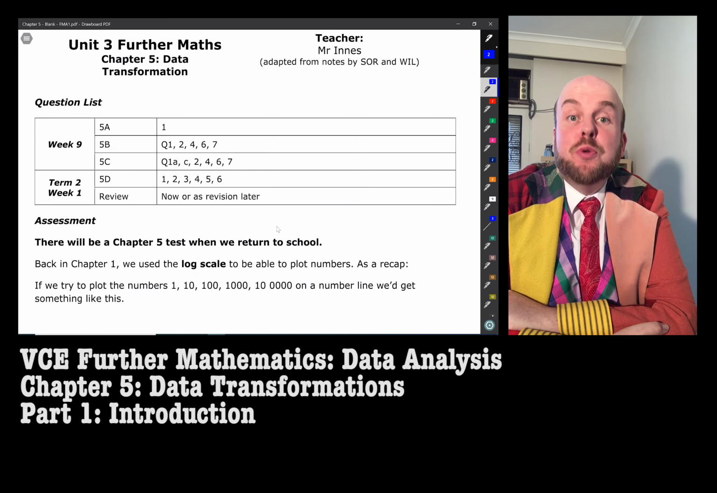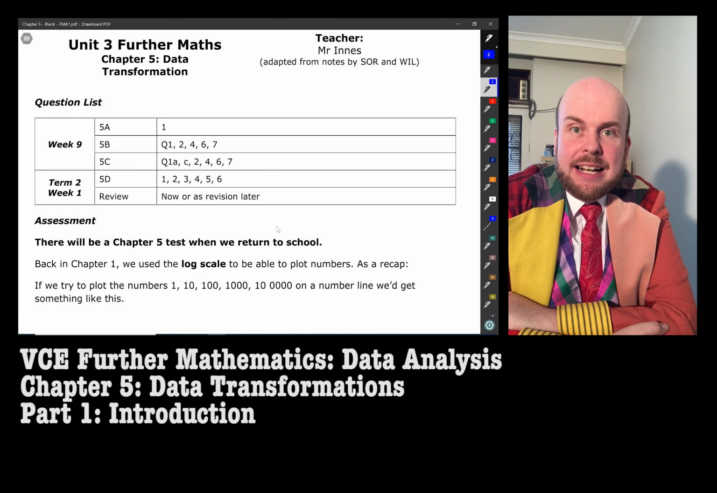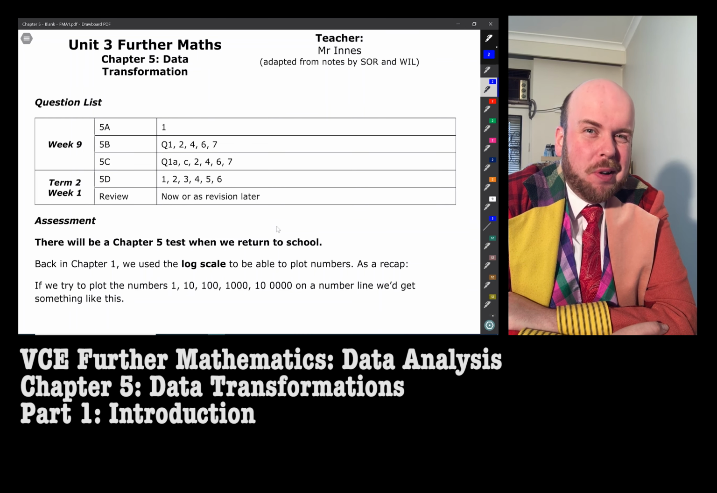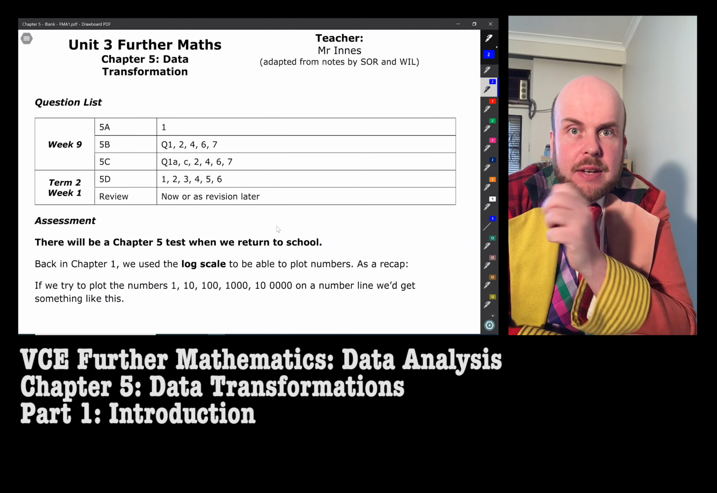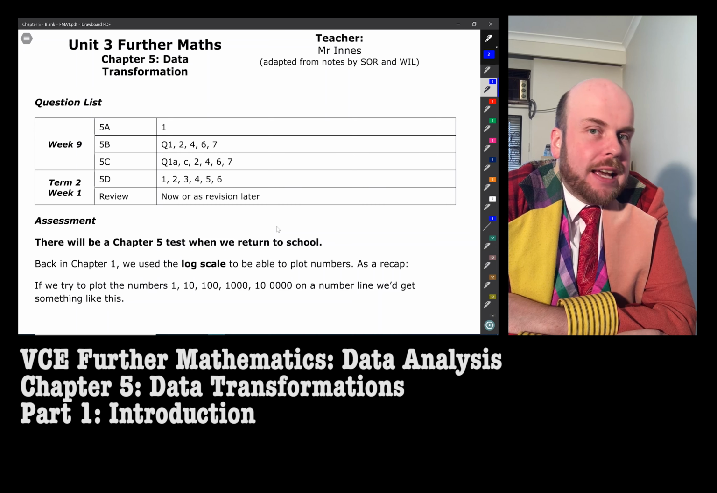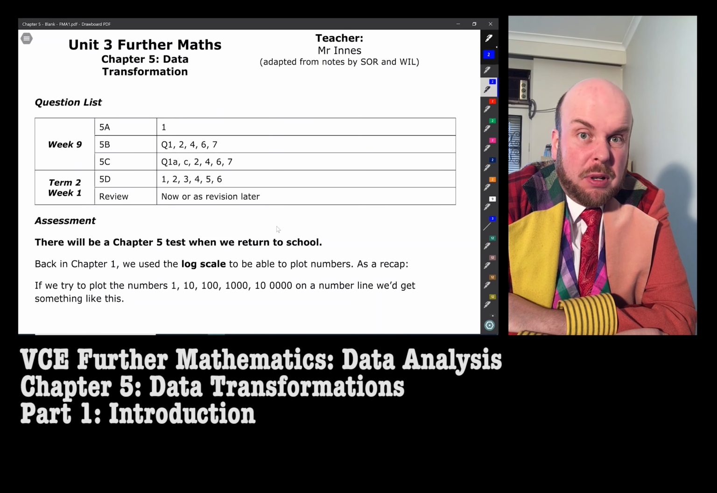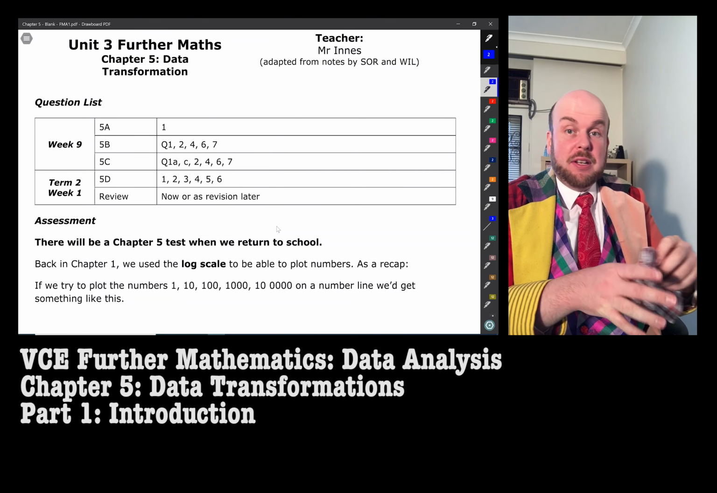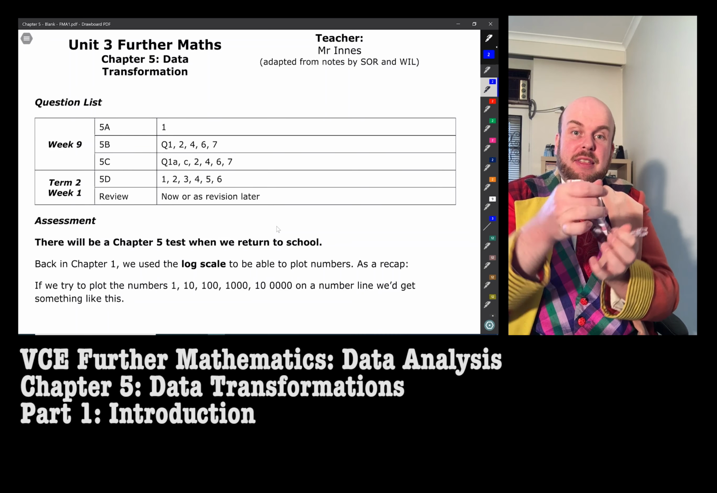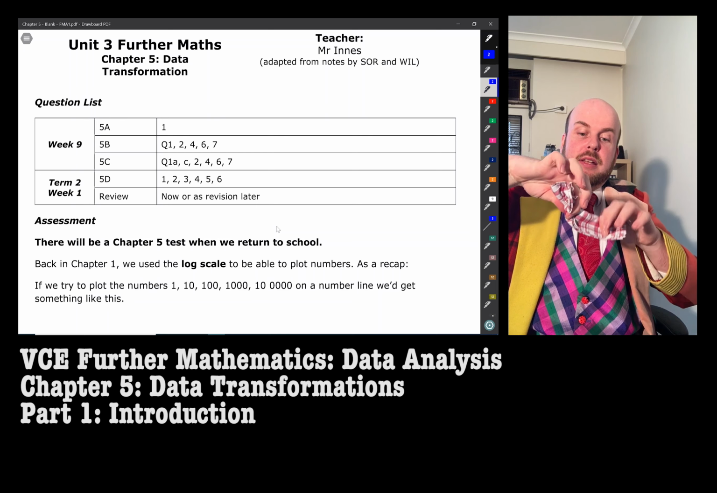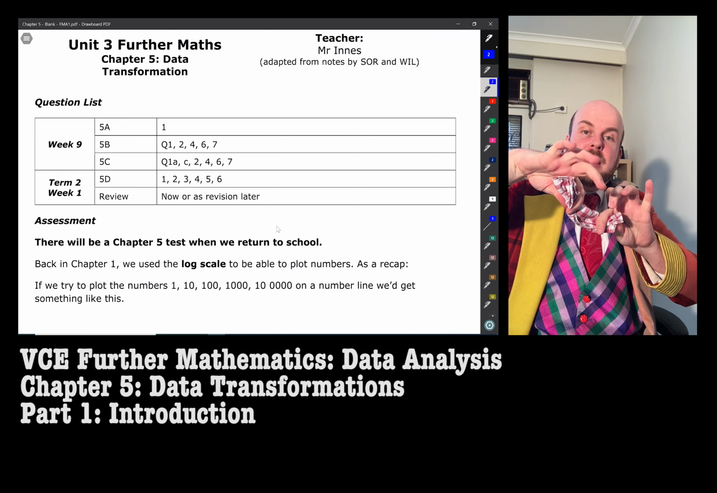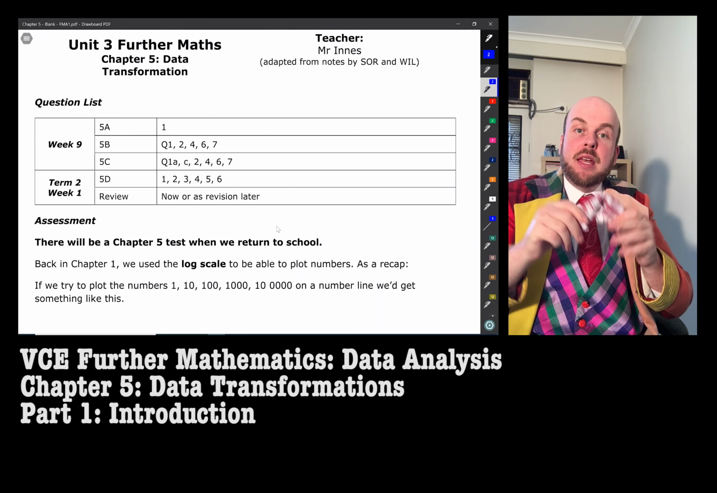Hello and welcome to Chapter 5, all about data transformations for further mathematics. This entire topic is all about what if you could adjust the scales on a set of axes in order to make a series of dots on a scatter plot that look like a curve, straighten them out?